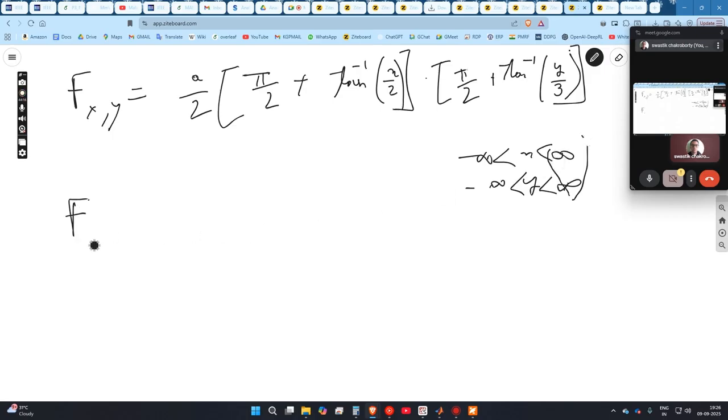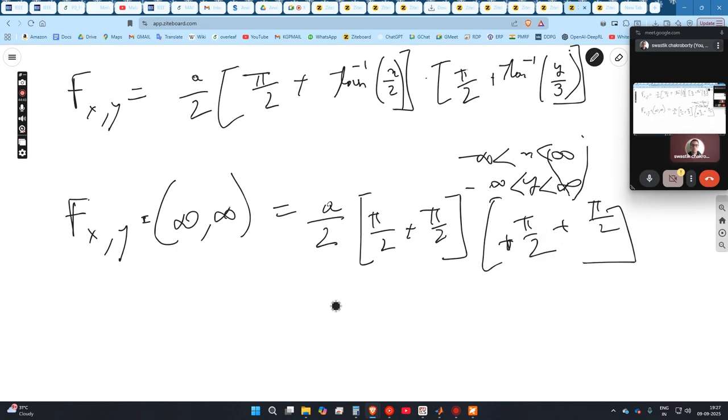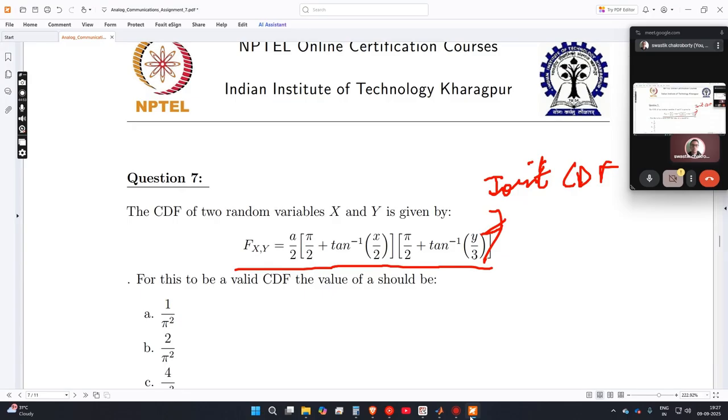So if x comma y are at infinity and infinity, then it is a by 2 into tan inverse infinity, which is pi by 2. So pi by 2 plus pi by 2, and here also it's pi by 2 plus pi by 2. So it is a by 2 into pi, so pi square a by 2.